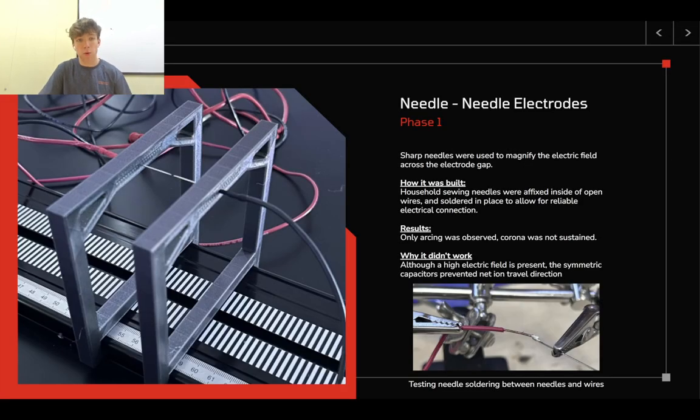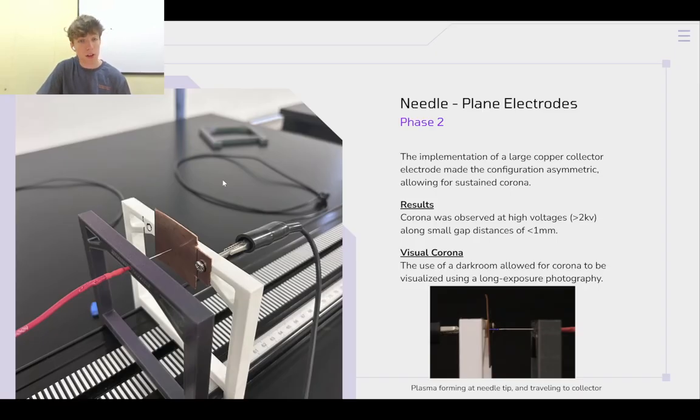The first setup I had was needle to needle. However, this did not work due to imbalanced electric fields. The second configuration I did was actually asymmetric, which is good. It had a flat copper electrode with a needle. As you can see at the bottom, this was the first setup where I was actually able to get some plasma flowing. This was done around 2 kilovolts at a small gap distance of about 1 millimeter. Additionally, this corona was sustained, meaning that this could run for hours.